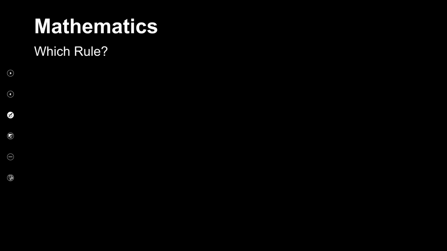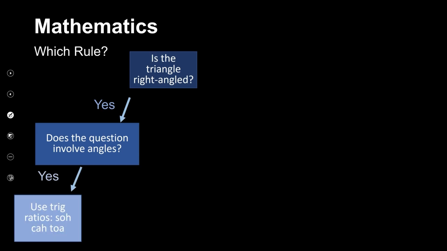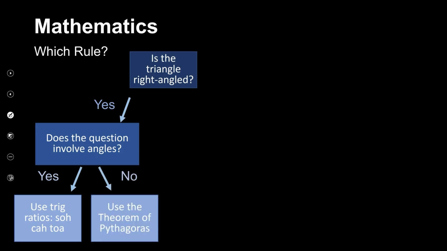So let's remind ourselves again, this is a revision. Which rule do we use? We start off by asking the question, is the triangle right angled? If it is, then we ask, does it involve angles? If it does involve angles, then we go right into our grade 10 trig. So we use our ratios to solve the triangle. We use sine, cos, and tan. If it doesn't involve angles, then we've got to use the theorem of Pythagoras.